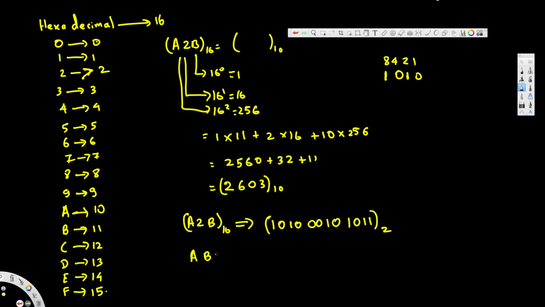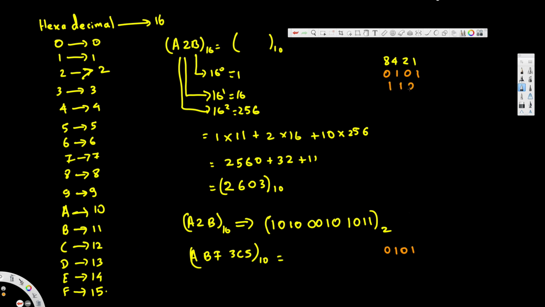Let's say we have AB73C5 and the base is 16. We want to convert this one into binary. To convert this one into binary, first let's look at 5. For 5 we need 4 and 1, so we have 0101. Now C is 12.